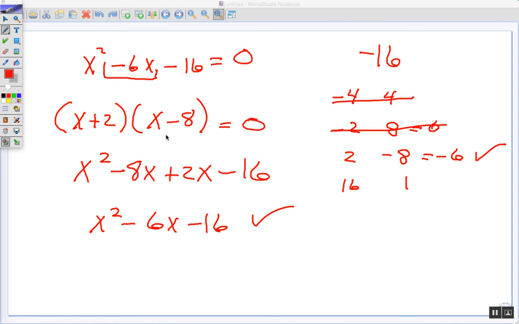Now, if the question asked me to identify the x-intercepts, I would set each of these factors equal to 0 and solve for x. So the x-intercepts would be negative 2 and 8.